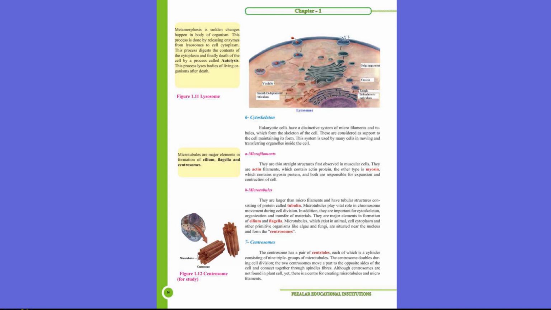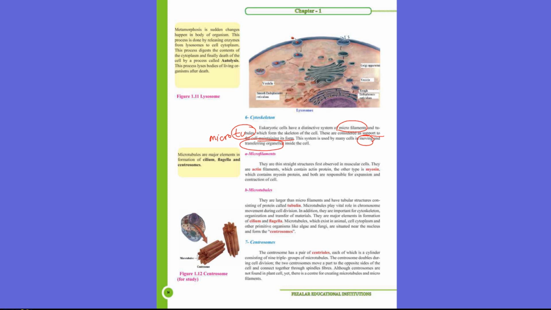Cytoskeleton: eukaryotic cells have a distinctive system of microfilaments and tubules. Two main components of the cytoskeleton are tubules and microfilaments, or we also call them microtubules, which form the skeleton of the cell. These are considered to support the cell and maintain its form. This system is used by many cells in moving and transferring organelles inside the cell.